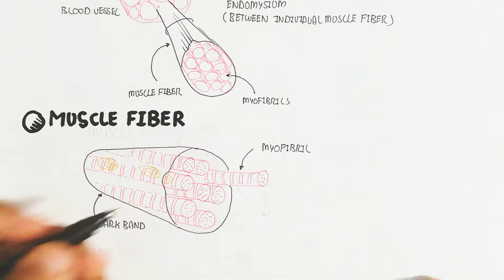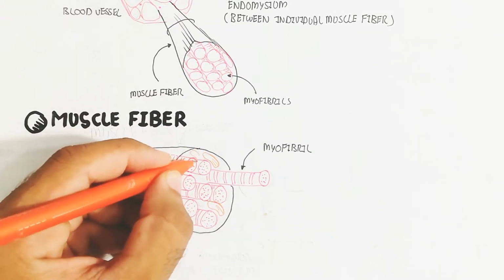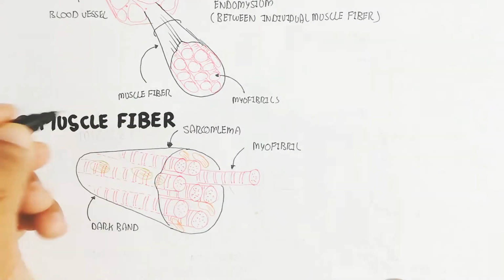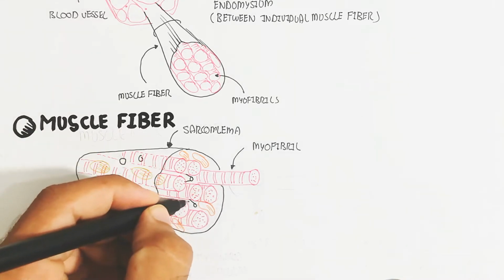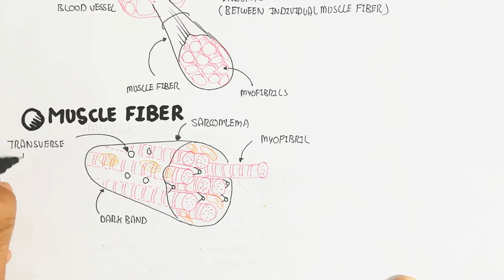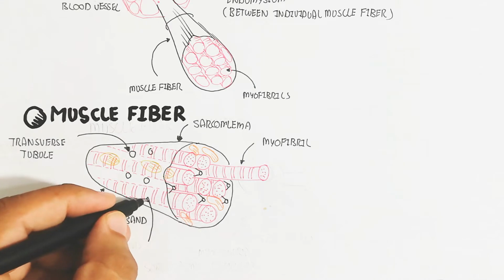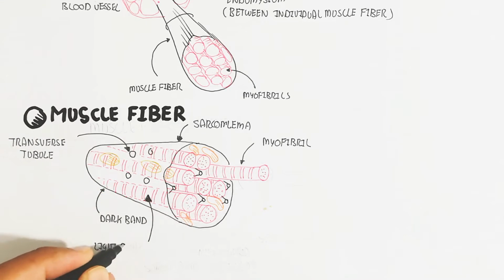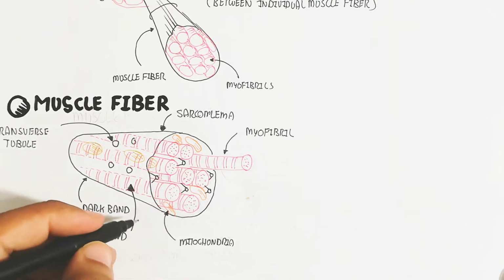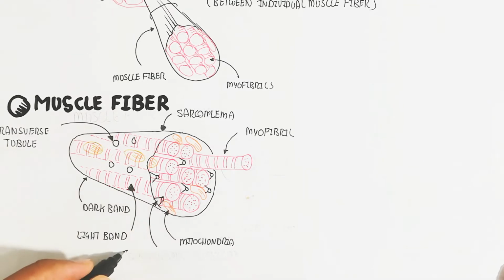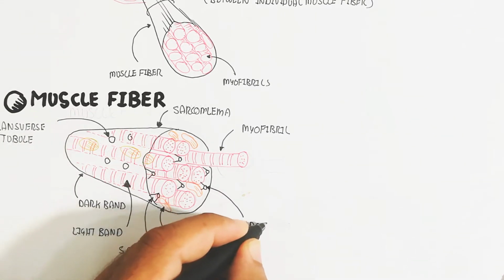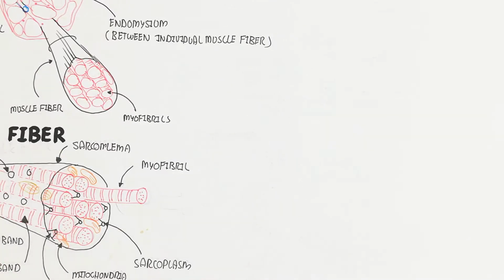This is the myofibril, and the dark band and light band are shown in the diagram. The orange color is the mitochondria, which provide energy continuously, and the sarcoplasm is present in the outer region. The transverse tubule, or T tubule, is used for the movement of calcium ion. The sarcoplasmic reticulum is used for the storage of calcium, and at the time of requirement the calcium is released and binds with the troponin.